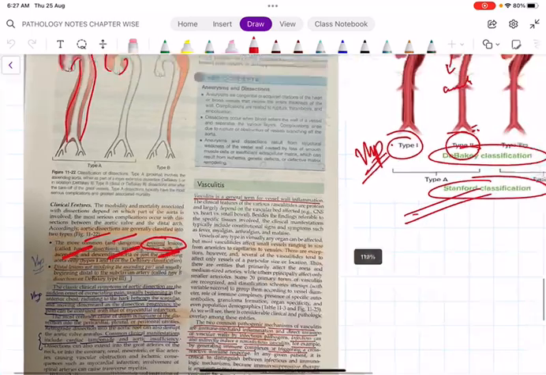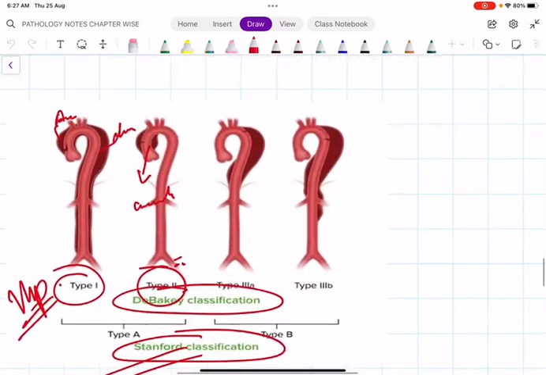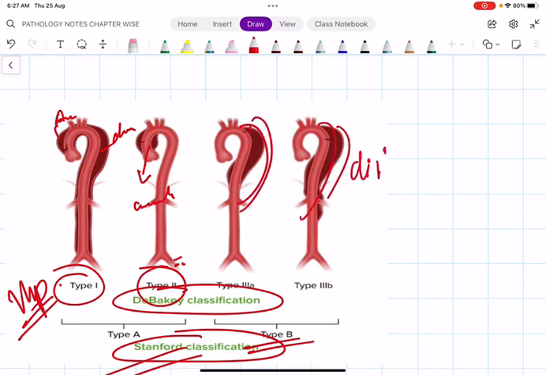Then coming into type B. What is type B? Type B means it is Stanford classification. As per type B of Stanford classification, the lesion involves only the distal part. So that is why these lesions are called distal lesions. Type A is proximal lesions. Type B is distal lesions.